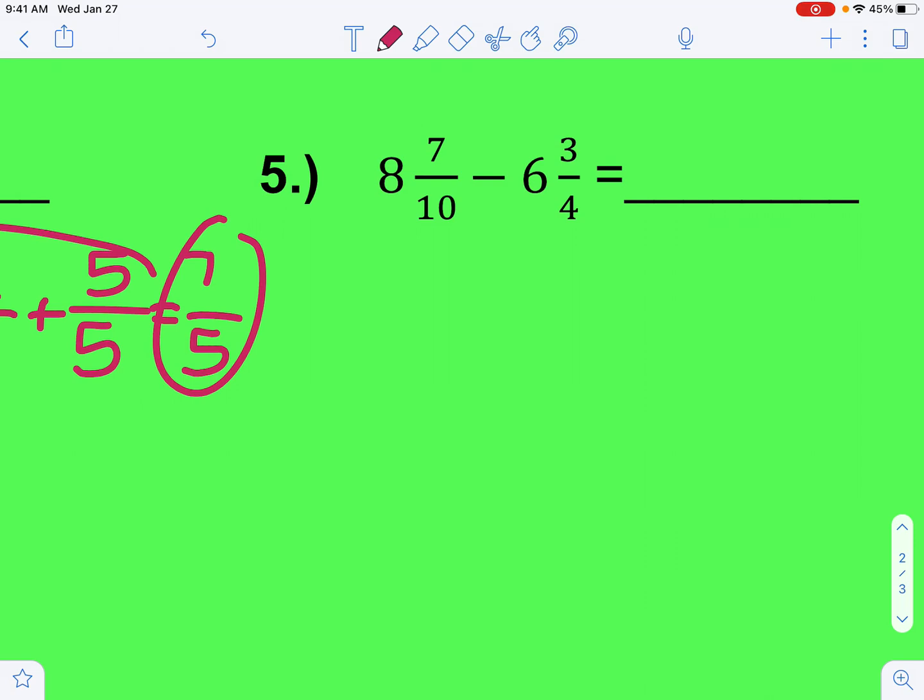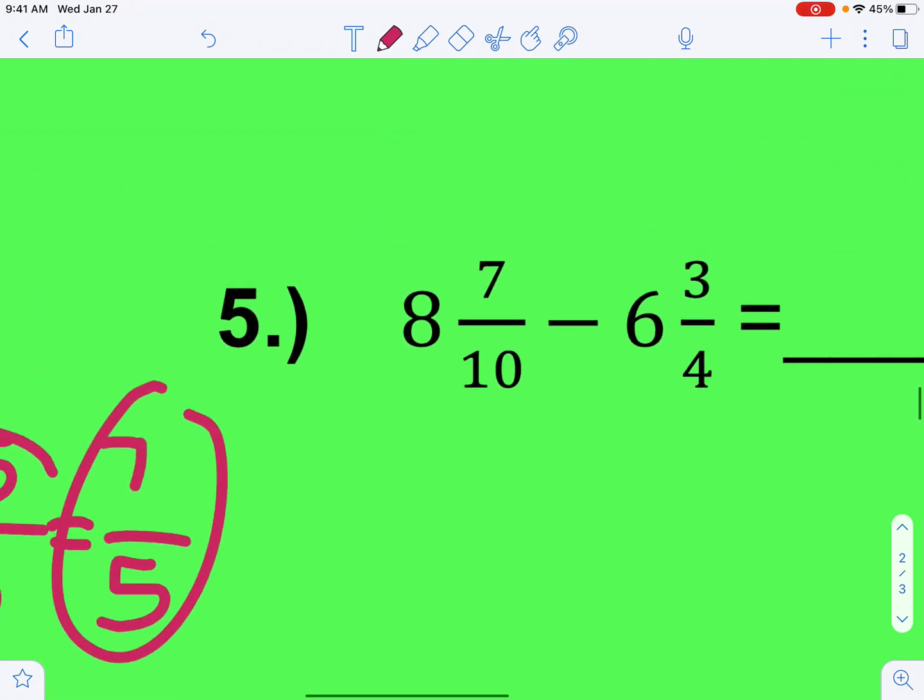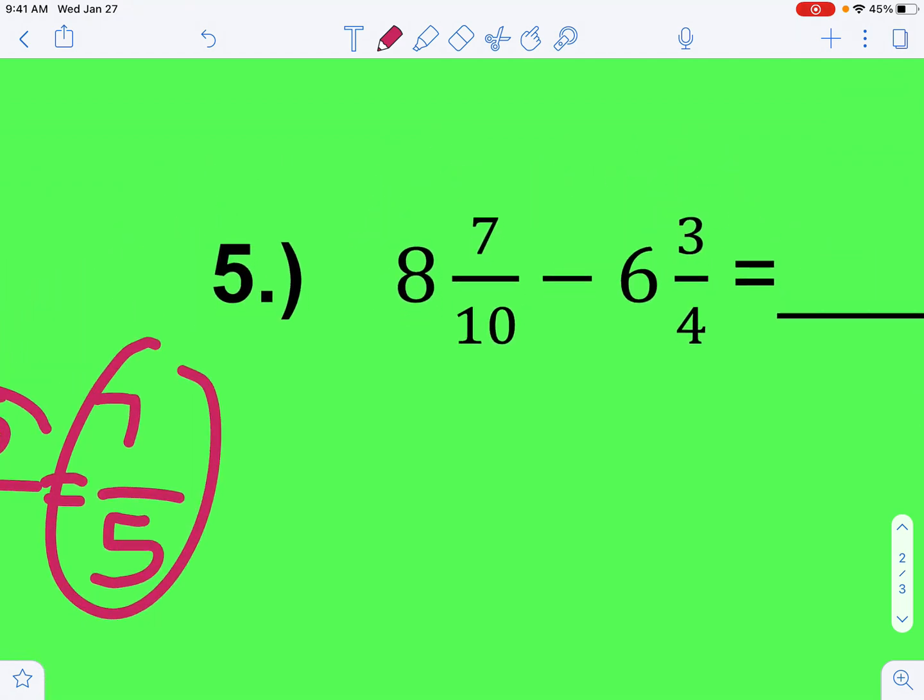Alright, moving on to number 5. This time I want to show you a different way to do this, okay? We could subtract to get our common denominators and borrow just like we've been doing in the past. Or we could convert both of these numbers to improper fractions and then get common denominators and then subtract. Okay, so let's go ahead and do that.